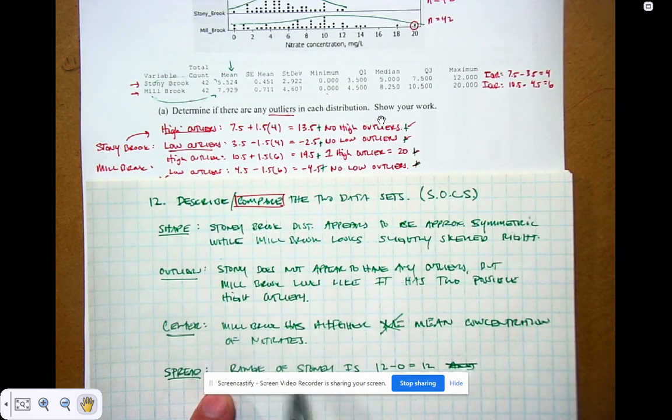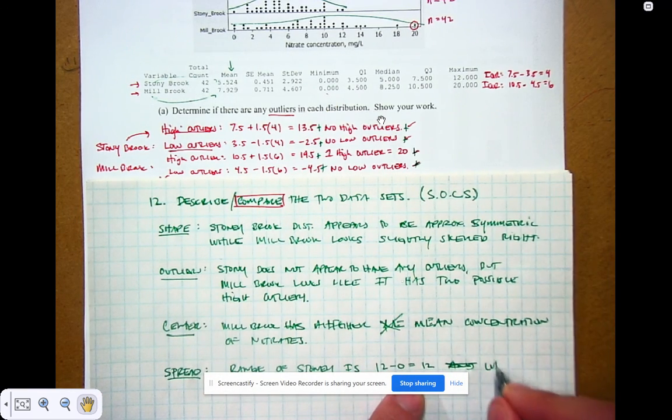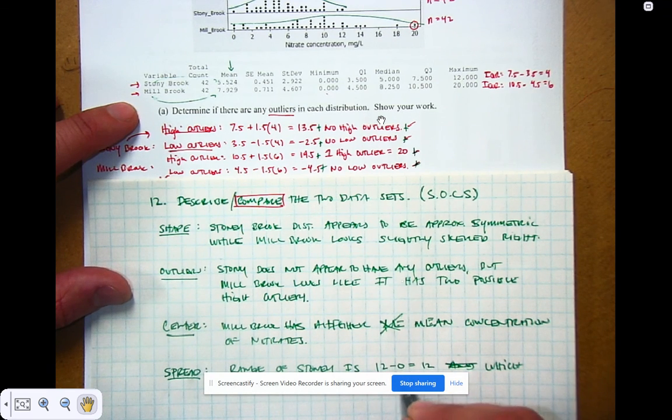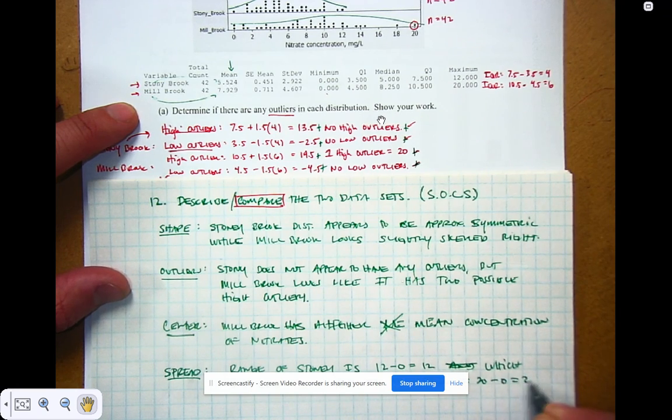So you'd say the range of Stony is 12, which is, comparison words, right? Which is less than that of Millbrook, which is equal to 20 minus 0, or 20.